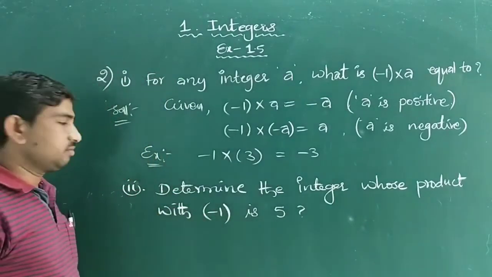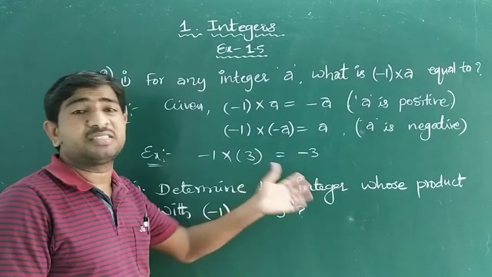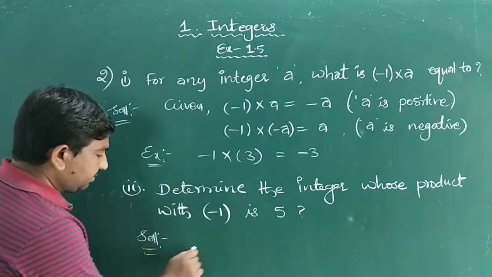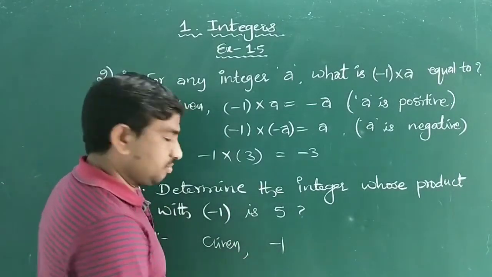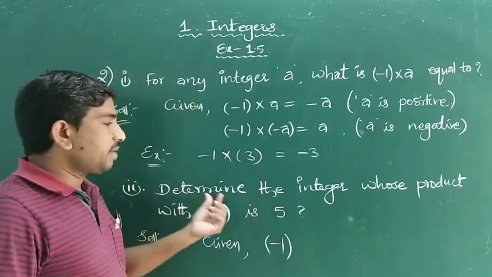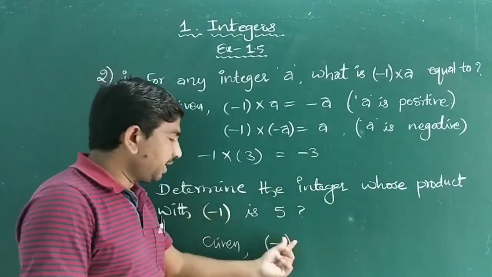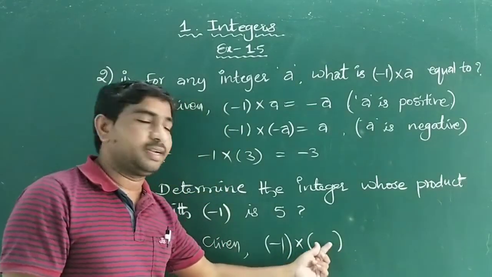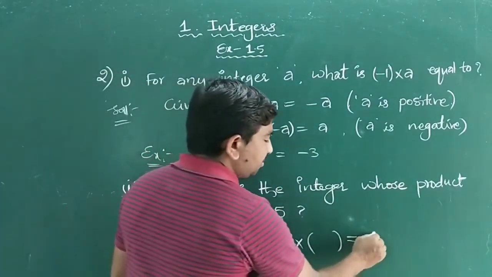Now the second one is: determine the integer whose product with minus 1 is 5. See, what is given? Given minus 1. We have to determine the integer whose product with minus 1 is equal to 5. This is what we have to find.